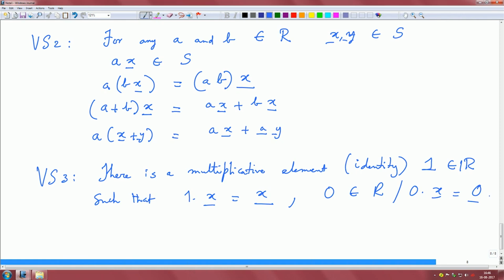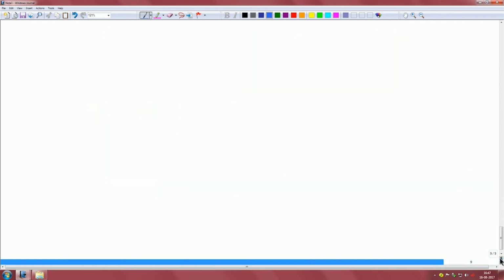Now these are basically the properties of a vector space. So if I give you a collection of vectors and possibly some scalars on some set, and then if I ask you if this indeed forms a vector space, you have to verify all these properties are true. Okay. Then we will see some examples of vector space.